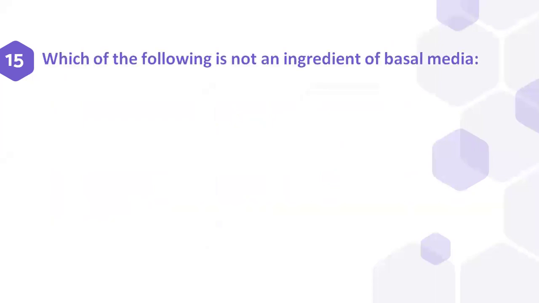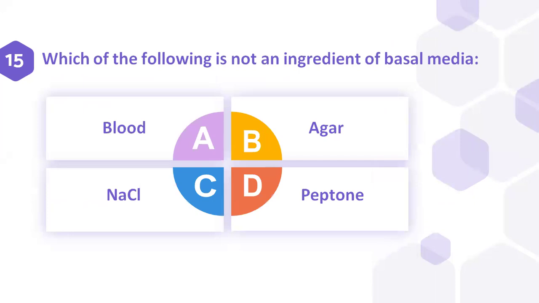Next question. Which of the following is not an ingredient of basal medium? So what is basal medium? Basal medium is a simple medium which has basic ingredients. Option A, blood. Option B, agar. Option C, NaCl, sodium chloride. Option D, peptone. Here the right answer is option A, blood.